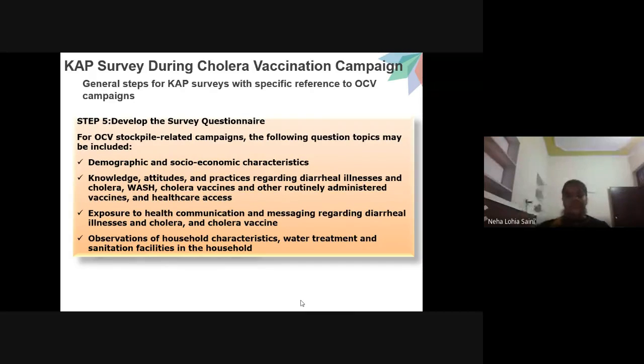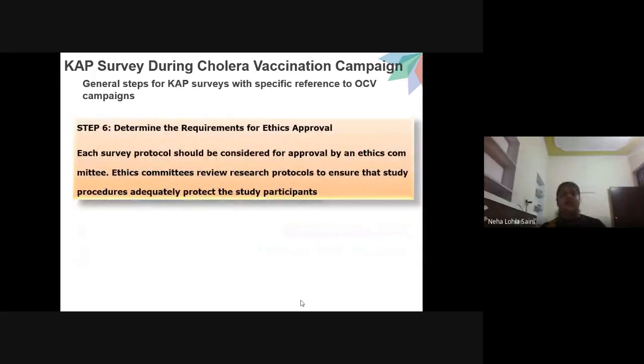So in this, as we discussed previously, the questionnaire is structured and the questionnaire is standardized. So the observation points also will be included in a questionnaire only. Then lastly, step 6 is we have to determine the requirement for ethics approval. Each survey protocol should be considered for approval by an ethics committee. Ethics committee will review the research protocols to ensure that study procedures adequately protect the study participants.